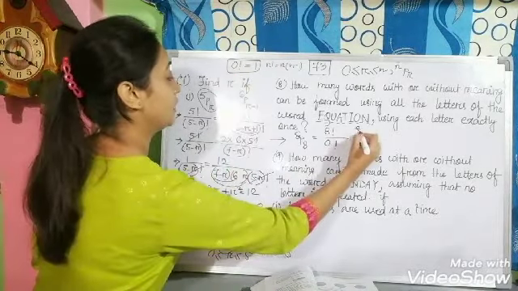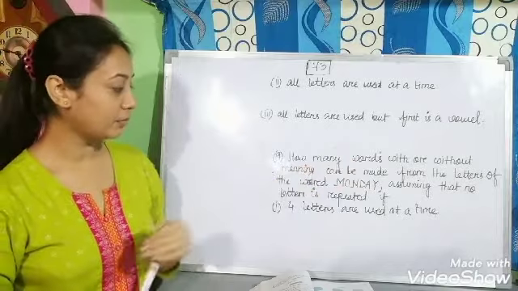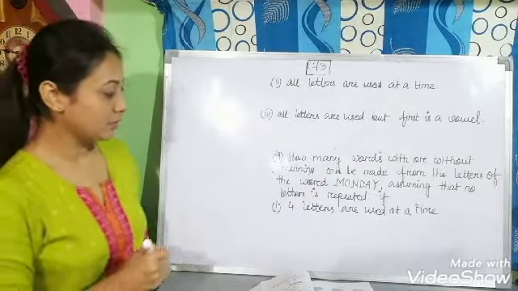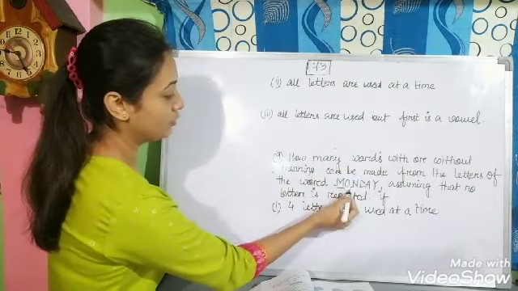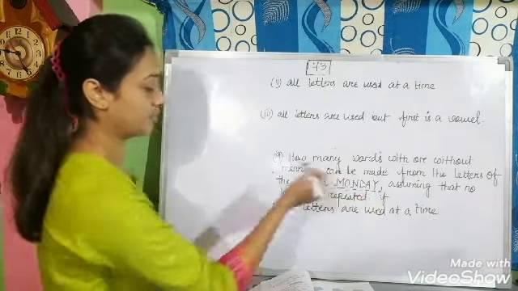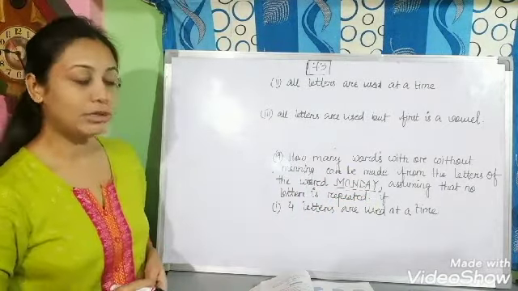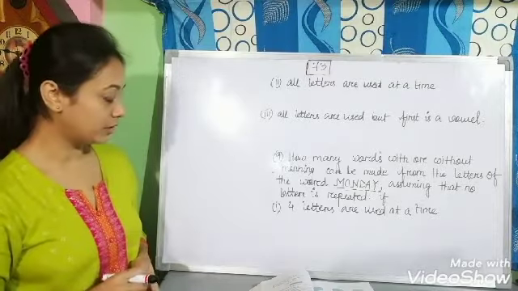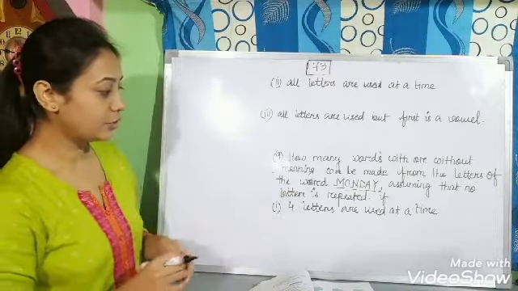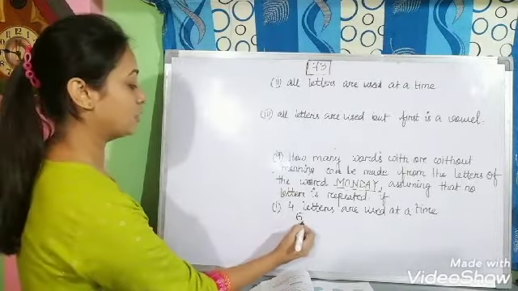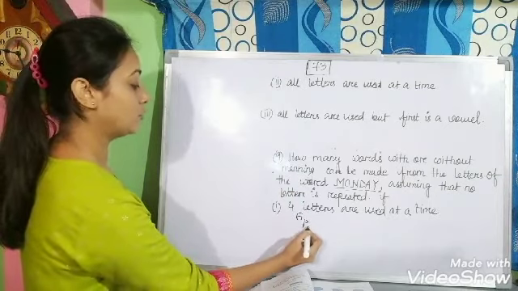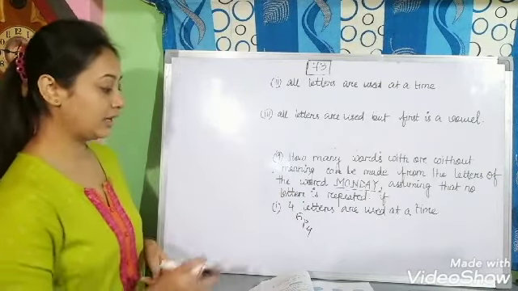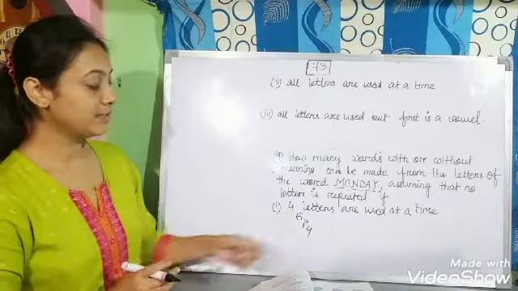Now moving on to the next question, it says, how many words with or without meaning can be made from the letters of the word MONDAY? So here how many letters are there? 1 2 3 4 5 6. Okay, assuming that no letter is repeated. If 4 letters are used at a time, so out of 6 you are given to use 4 letters at a time. So number of words will be 6P4.